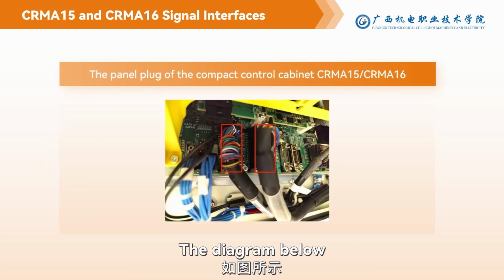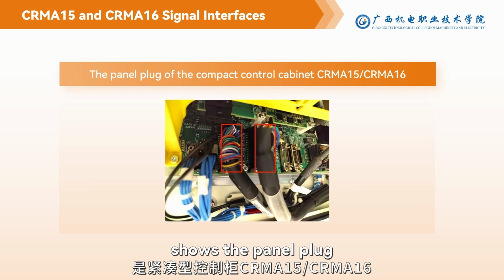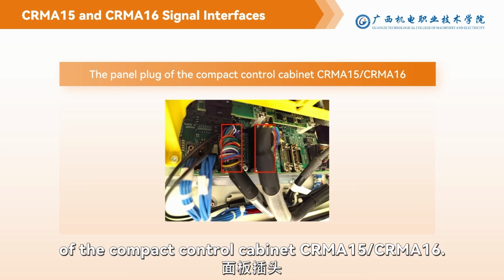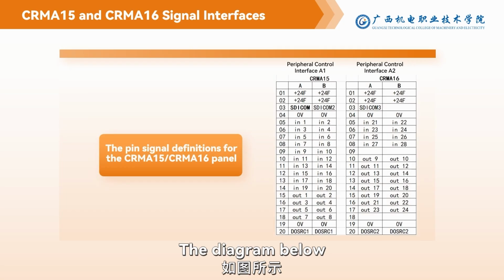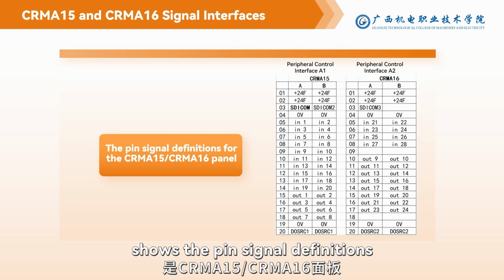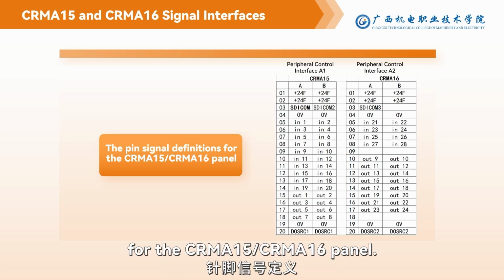The diagram below shows the panel plug of the compact control cabinet CRMN15 and CRMN16. The diagram below shows the pin signal definitions for the CRMN15, CRMN16 panel.